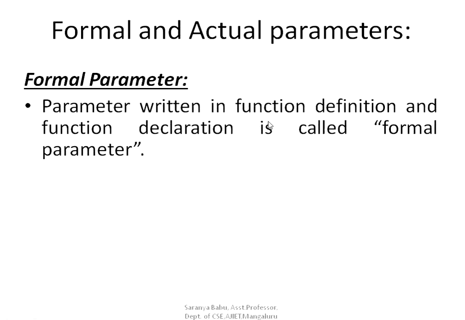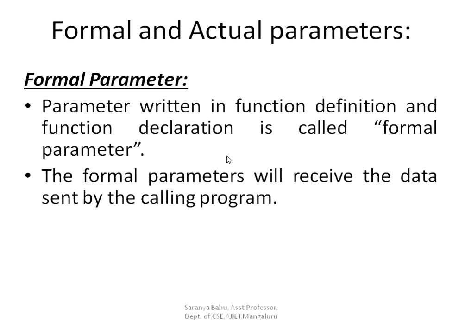So now we'll see another very important concept called formal and actual parameters. What do you mean by formal parameters? What do you mean by actual parameters? Okay. Formal parameters: the parameters written in function definition and function declaration are called formal parameters. What is a parameter? The one which you write inside the brackets of the function. Understood? That is called parameters. In that, there are two categories, one is formal and one is actual. Clear?